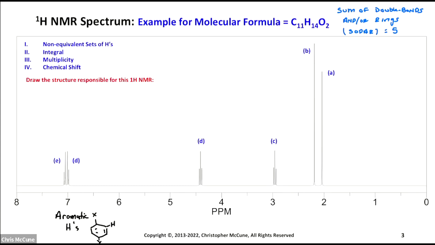So how many non-equivalent sets of hydrogens need to be in this structure? Okay, so that's what I wanted to focus on here. So you see, I have 1, 2, 3, 4, 5, 6. I have 6 signals.